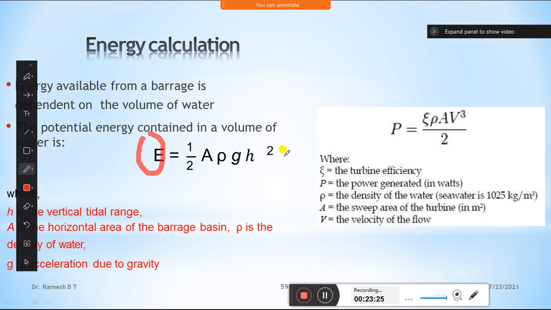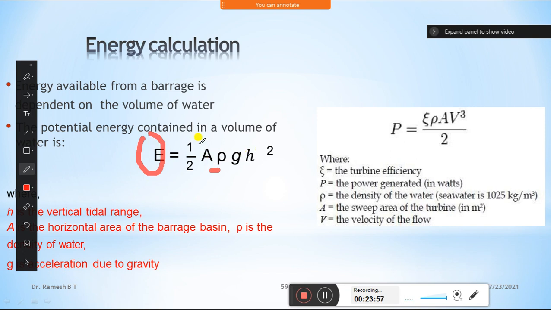Okay, so H is the vertical tidal range, that is the height between high tide and low tide. A is the horizontal area of the barrage basin, that is the basin we are using to generate that power, that basin area, capital A. Rho is the density of the water, and g is the acceleration due to gravity, that is the gravity force. So this energy directly depends upon area, density, gravity and height.